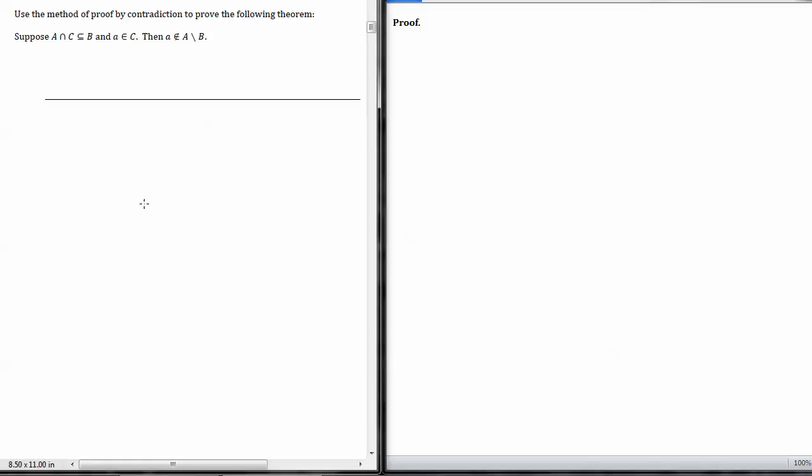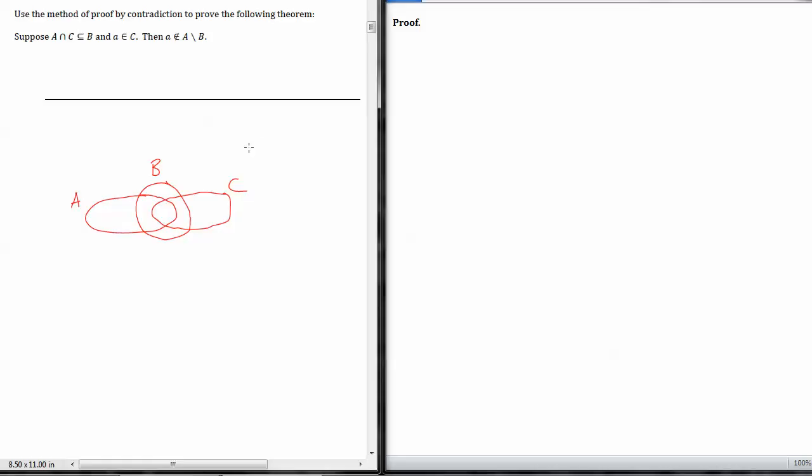So we have two sets A and C, and we're interested in the intersection. So let me draw them like this. Of course, they might not overlap. The intersection might be the empty set, but this is probably the more interesting case when they do overlap. And we're supposing that their intersection, this overlap here, is a subset of B. So B is going to be something that contains that intersection.